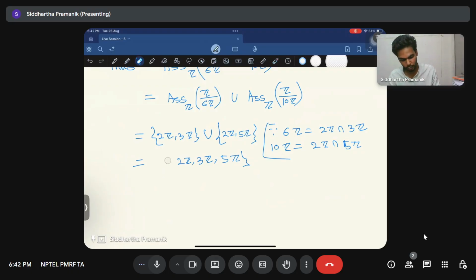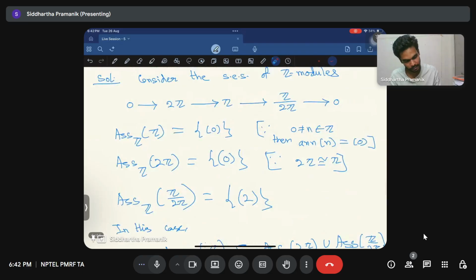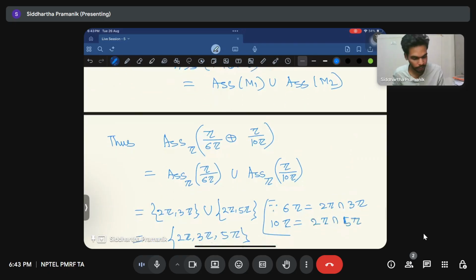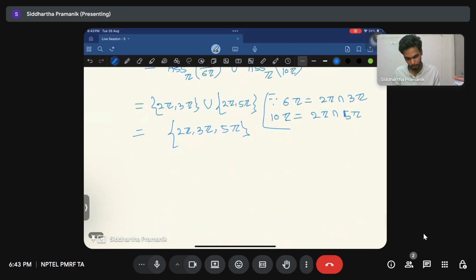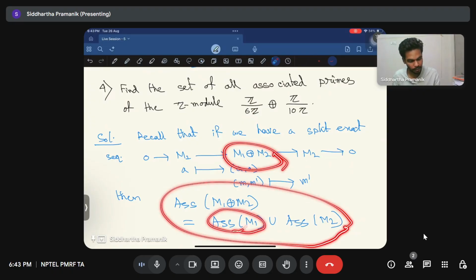If we try to see it by the definition, by finding the annihilators of elements, then it will be a little bit difficult, but we can get the answer. But this is one convenient way of doing this, by using the properties. Now here, if we take a direct sum, then we have equality of associated primes with the individuals.